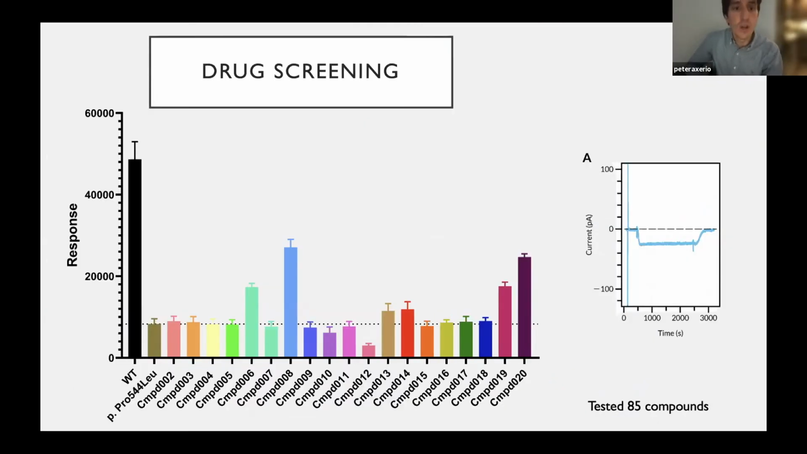Sure. So this is the drug screening. Basically, we found some hits. The ones above the dotted line are increased activity, and the ones below the dotted line are inhibitors. These were the initial hit compounds. We're going to find similar ones that possibly will increase it even further.